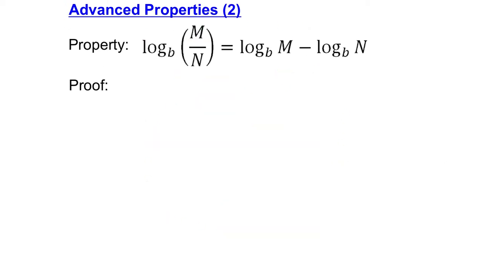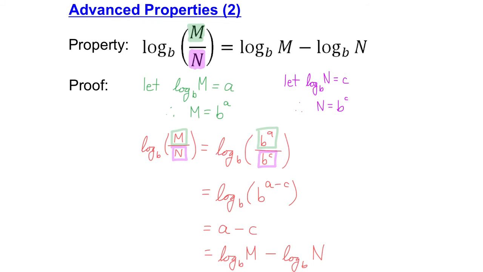Here's my second more advanced property. I'm going to prove it in a similar way. This time, instead of multiplying two numbers in here, I'm dividing, and the difference is here there's a subtraction. So I'm not going to go slowly through this because this is a very similar proof as the previous one. Basically, I let m be b to the exponent a and n is b to the exponent c. So I replaced m and n with those values. Use my exponent rule for dividing powers with the same base. I subtract the exponents.